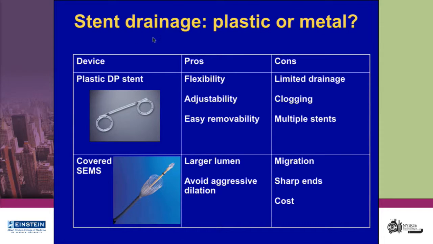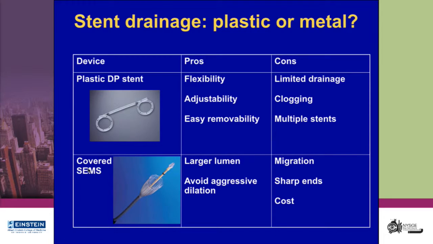So when should you place a plastic and when should you place a metal stent? Well, a plastic stent has the advantage of flexibility. It's very adjustable. It can be easily removed, and usually it will spontaneously migrate out, so you don't even have to actively remove it. But the disadvantages are that the drainage is limited to the small diameter of the stent. These can therefore clog, and that's really the rationale for placing multiple stents, although it was never proven that we have greater patency by placing multiple stents.